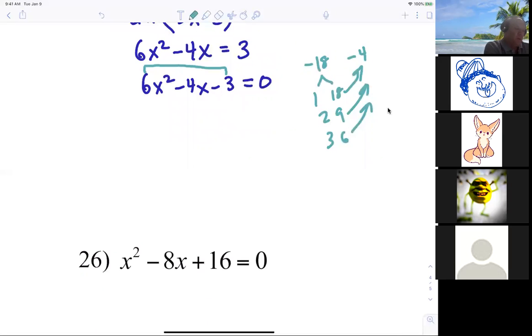All right? So to use the quadratic formula, what we're going to do is write A equals 6, B equals -4, and C equals -3. All right?